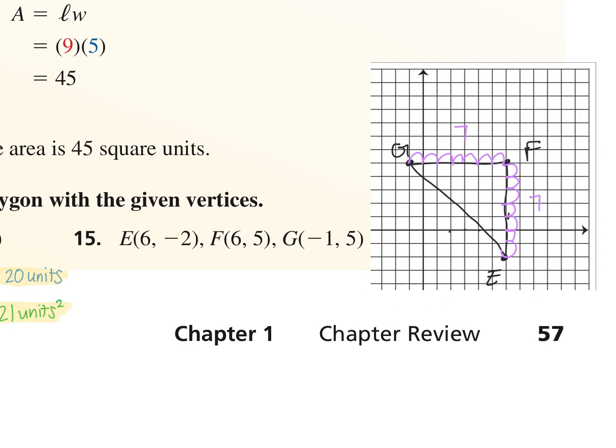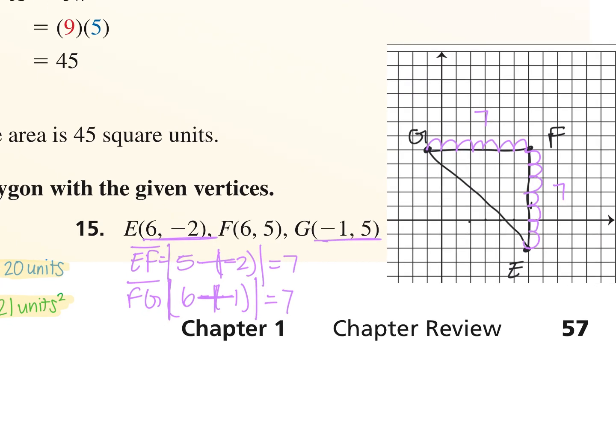So from E to F, again, you can solve this one. You're taking the absolute value of 5 minus -2. It's going to give you 7. F to G is going to be the absolute value of 6 minus -1. That's also going to give you 7. And G to E. If you're looking at G to E, there are no matching coordinates. So I know I have to use my distance formula for this one, because I can't just count it.